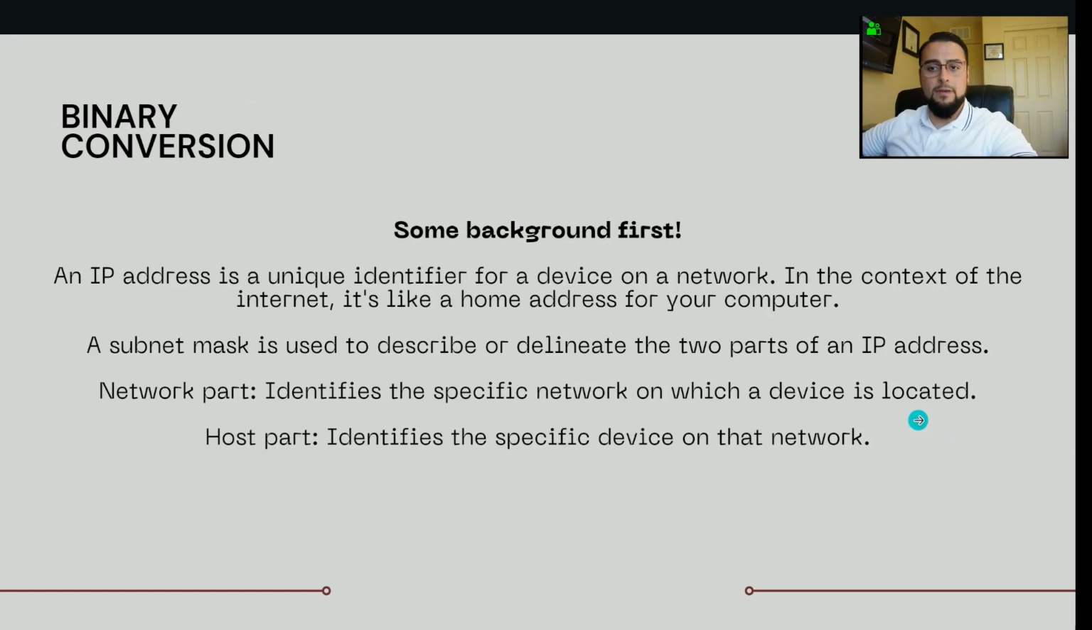Some background first. An IP address is a unique identifier for a device on a network. In the context of the internet, it's like a home address for your computer. You can also think about it as your whole phone number, right? A subnet mask is used to describe or delineate the two parts of an IP address, the network portion and the host portion. The network portion could be like your street address, or the area code for your phone number. The host portion would be considered like your actual house address or the 7 digits of your specific phone number.